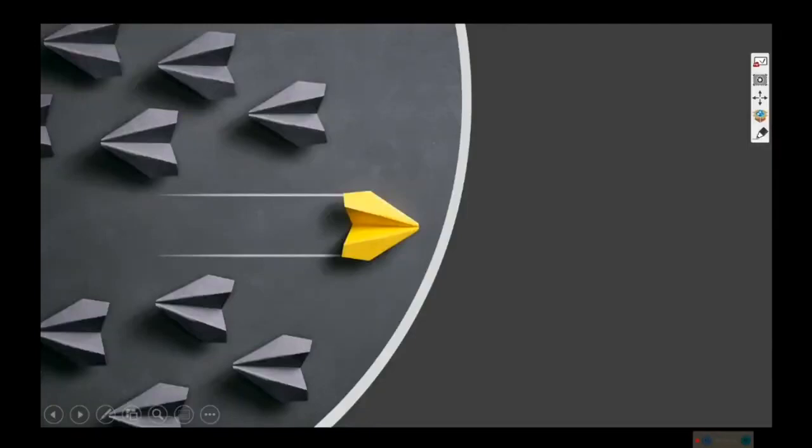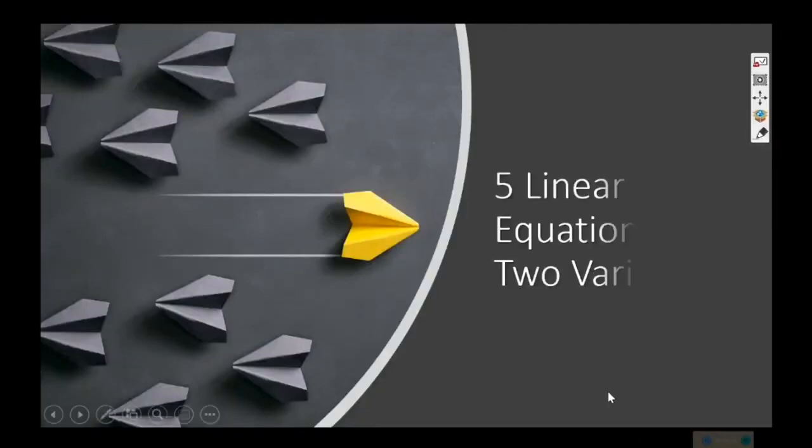Dear students, we are entering into a new chapter. The name of the chapter is linear equations in two variables.